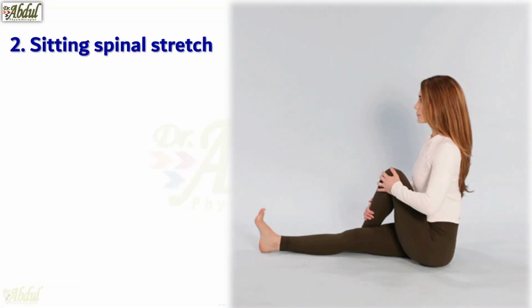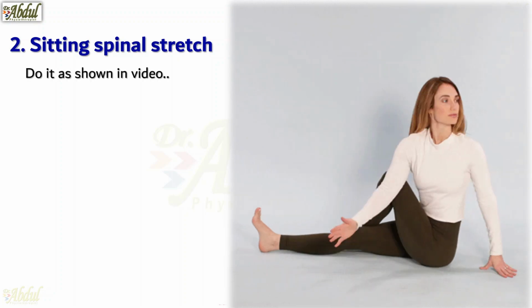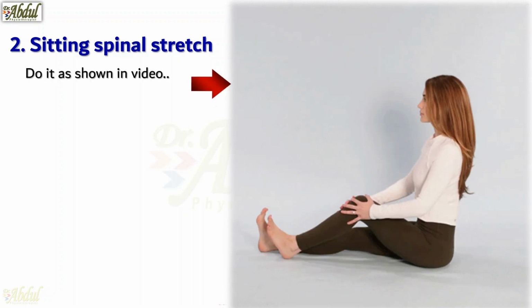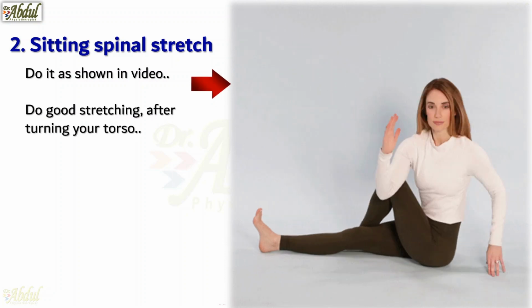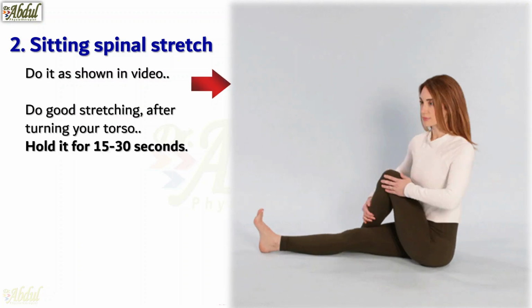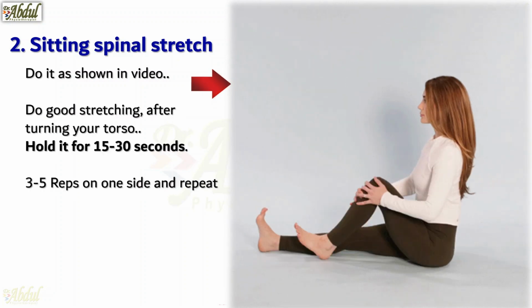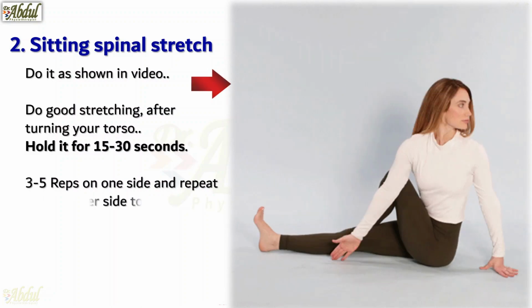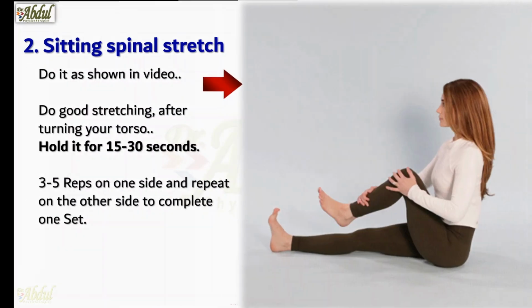2. Sitting spinal stretch. Do it as shown in the video. Do a good stretch, after turning your torso, hold it for 15 to 30 seconds. Do 3 to 5 reps on one side and repeat on the other side to complete one set.